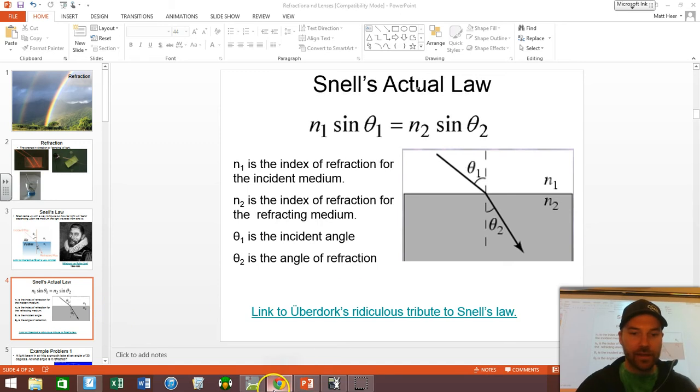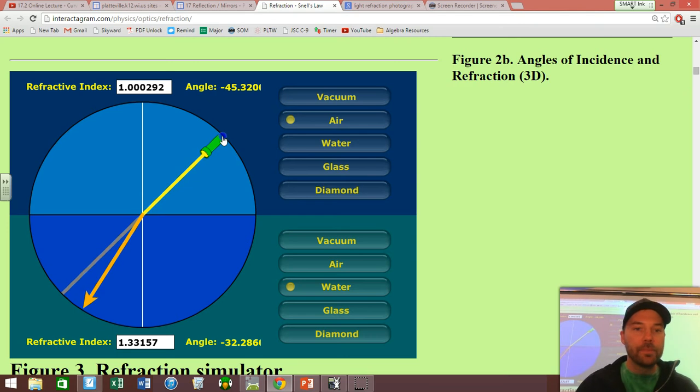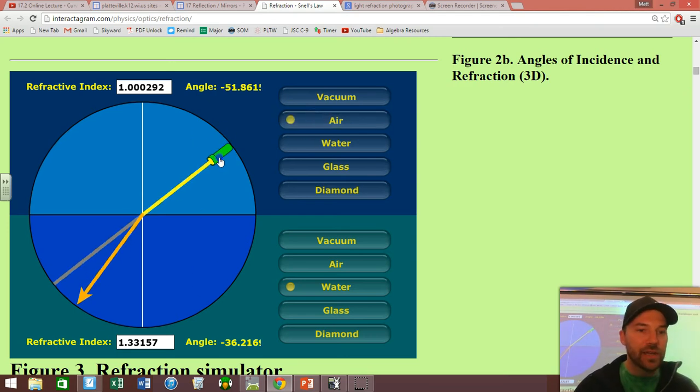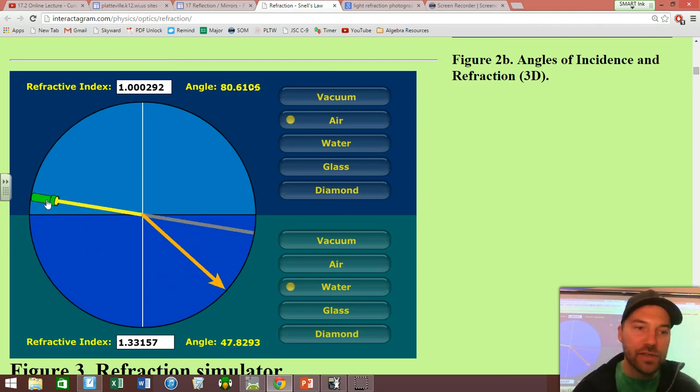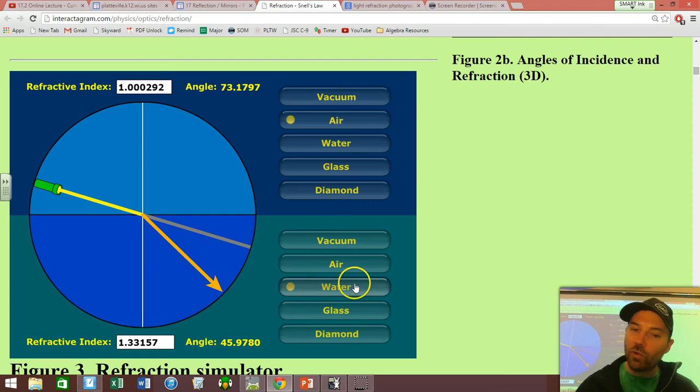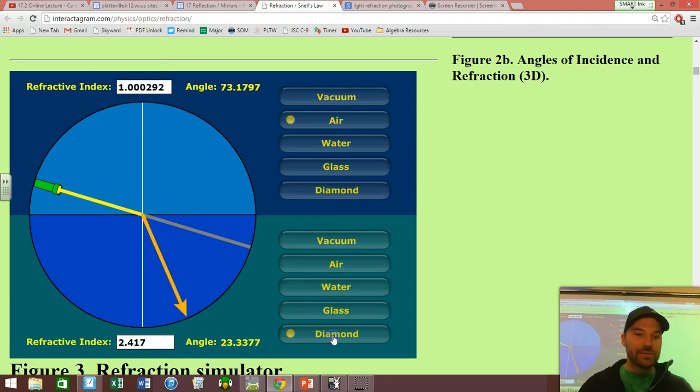I've got an interactive demo here that shows you how this works. Up here, I made the top air, and I made the bottom water. I can move this around and show you. This does Snell's law for you. It does all the calculations. I can change it into something more optically dense, because water has an index of refraction of 1.33. I can make it into glass. Certain kinds of glass have different indexes of refraction. This one has an index of 1.52. I can make it diamond, which is 2.42.